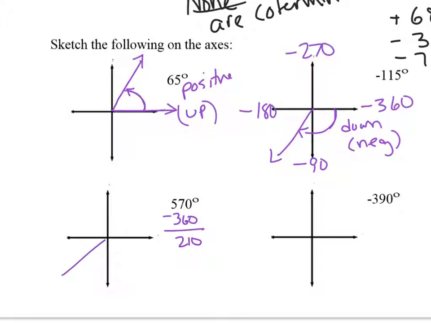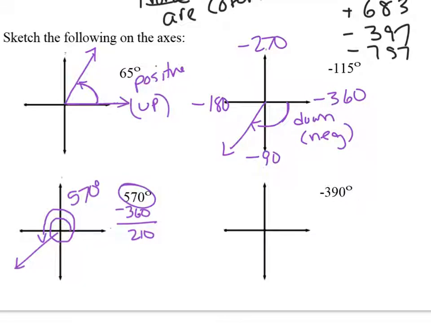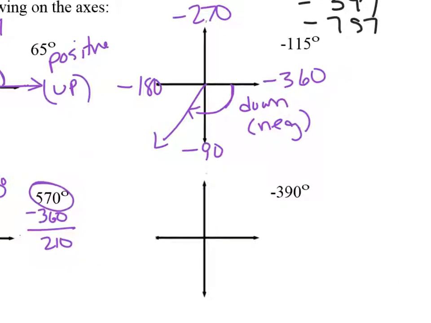So I'm going to draw my angle, my terminating side. But we do have to account for the fact that it went around a circle once already. So I have to do a little squirrely thing and go around, say, okay, that's 360, but then it went around another 210. That's a little messy, but that's just how it is. So that would be 570. You have to show that it goes around the circle.